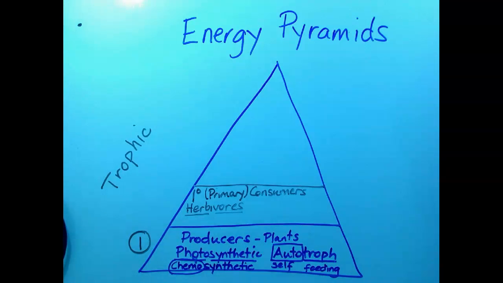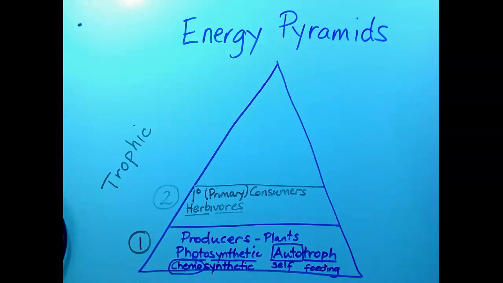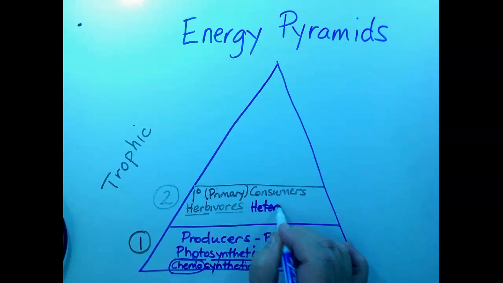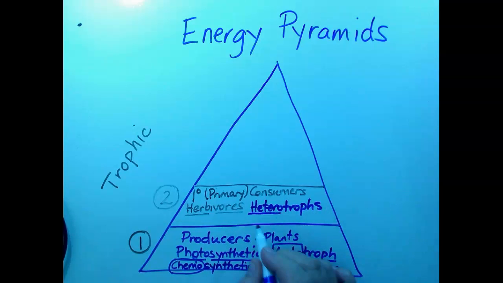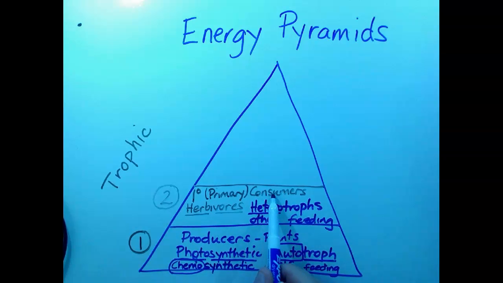Their trophic level is level 2. So they feed at what we call level 2 of the energy pyramid. So these guys will actually consume these guys. Okay. And if you take a look, I talked about autotrophs in the first level. These guys are called heterotrophs. Okay. And hetero means other, and troph means feeding. So these guys feed on others, which makes them consumers.